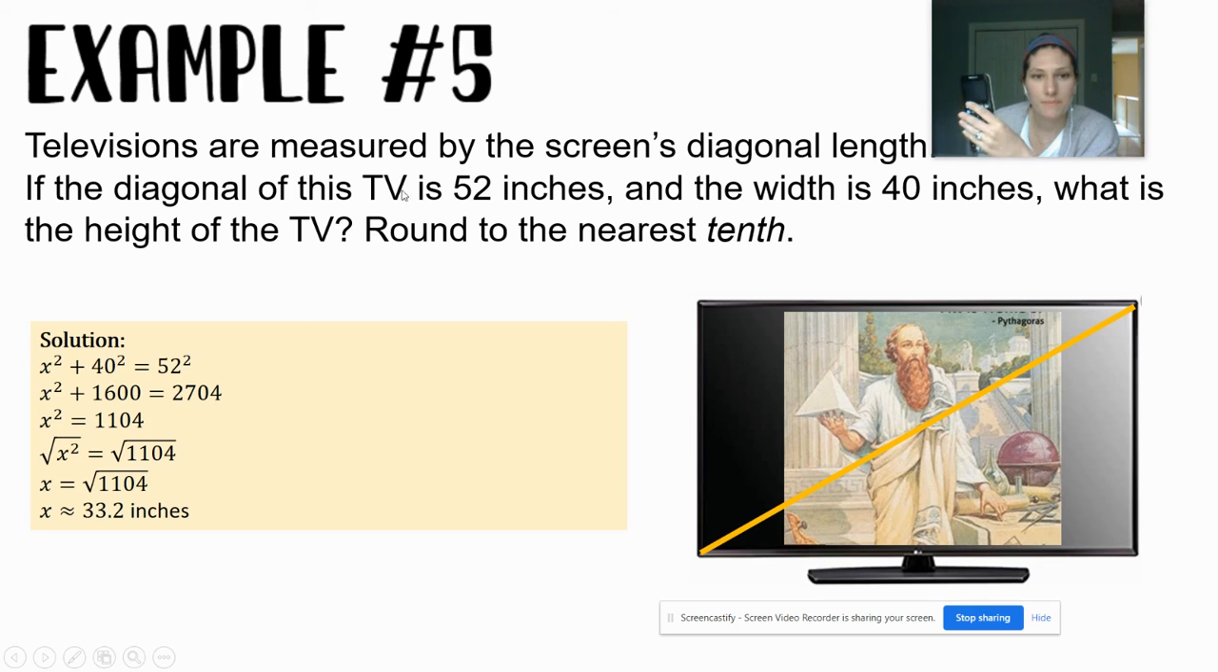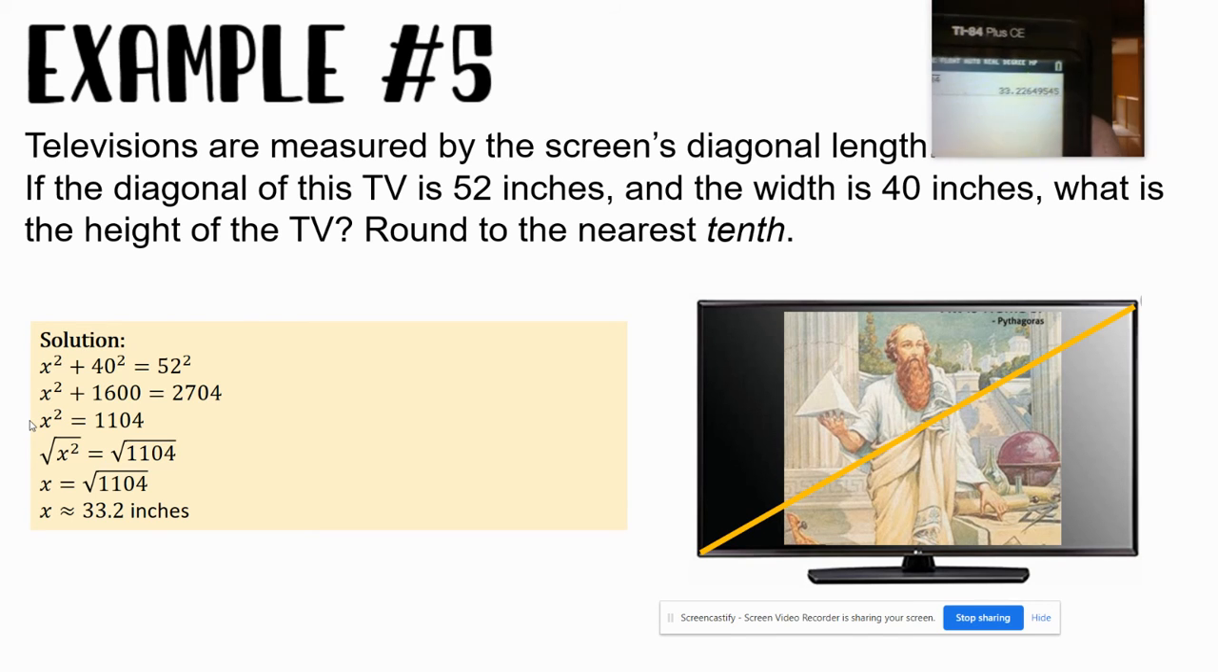Use your calculator because it says round to the nearest tenth. So all throughout this, I'll be using my calculator. I'm going to square 40. I'll square 52. I'm going to get x squared by itself. And I want x by itself, so I'm going to take the square root of both sides. And because the directions say to round to the nearest tenth, that's when you would go to your calculator. And to the nearest tenth would be 33.8 2 inches.